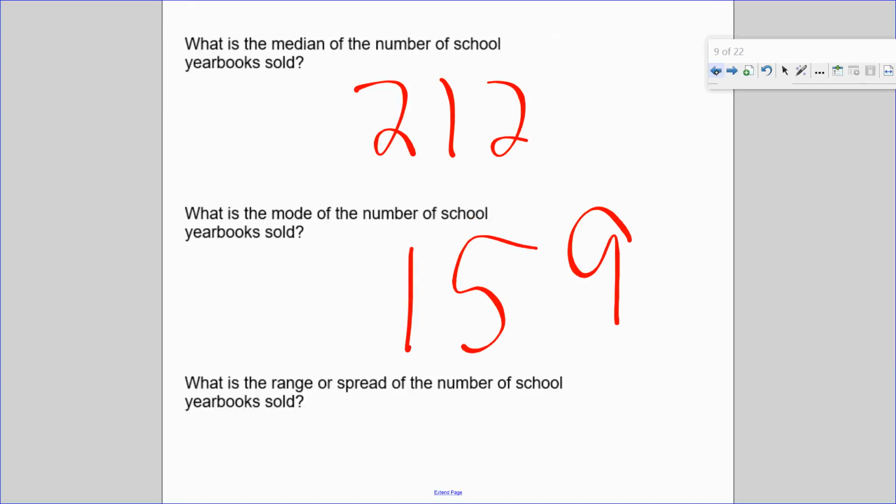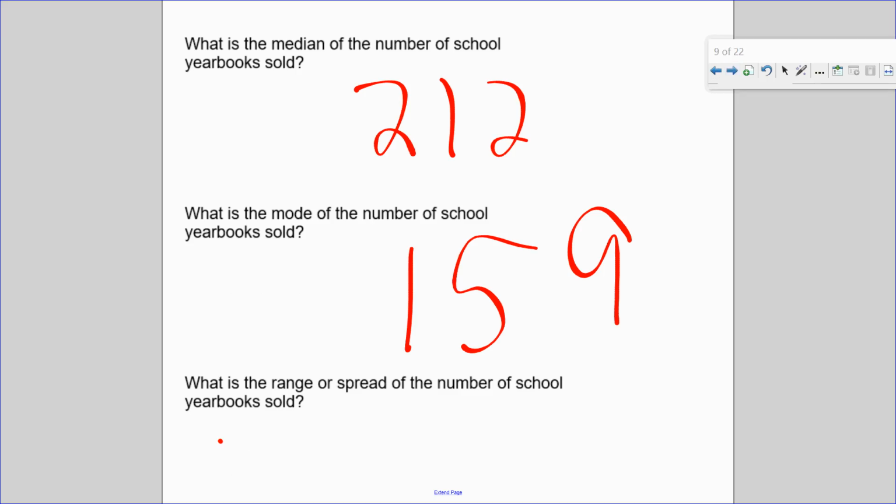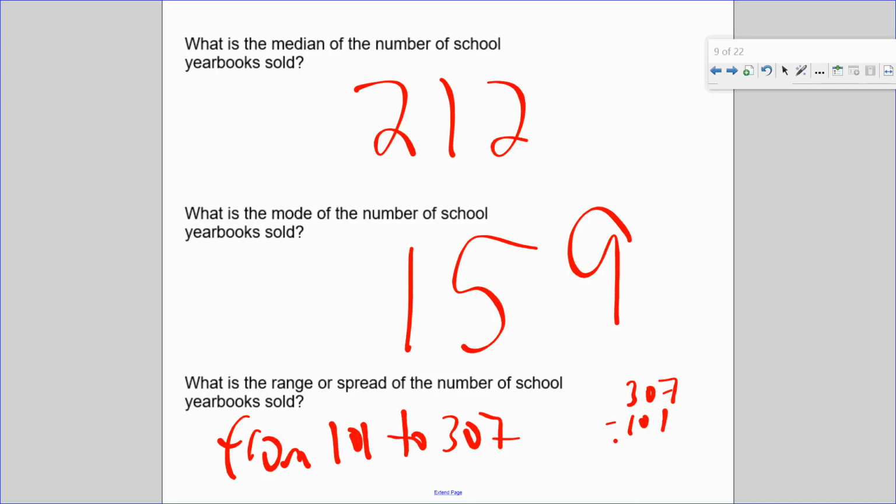What is the range or spread? It's spread from 101 to 307. So that's how far it's spread out. So how far did it spread out? It's spread out by 206 yearbooks.